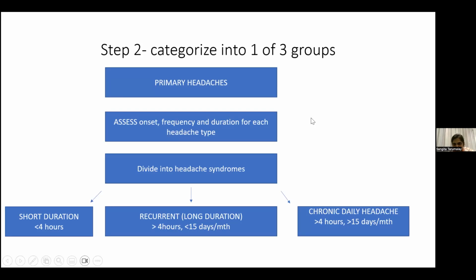Okay, so this is how I would move on to my step 2. Remember, we spoke a lot on step 1, which is to not miss the secondary causes. Now we will go to step 2. For this girl, we will divide into the headache syndrome: whether it's a short duration of headache, a recurrent long duration of headache, or chronic daily headache. For this girl, we would call her recurrent long duration. Of course, she just started her headache symptoms, but these are the guidelines for classifying them. Why this duration is important, I will show you in the next slide. Remember, short duration is less than 4 hours.